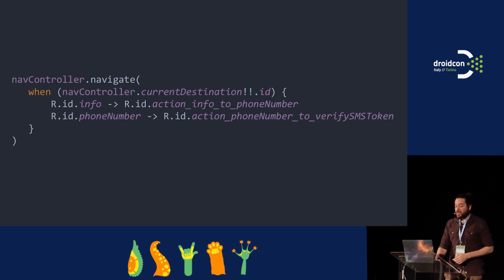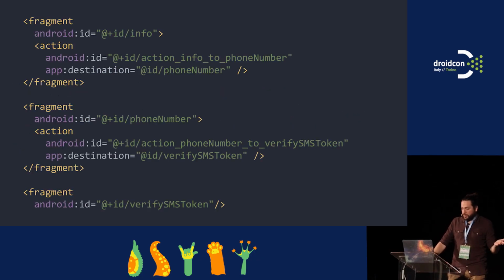And if we are in the info screen, we execute the info to phone number action. And if we are on phone number, of course, you get it. That's the other action that we execute. Cool. That's something we can do. But we can try to do something a little bit more efficient than that.